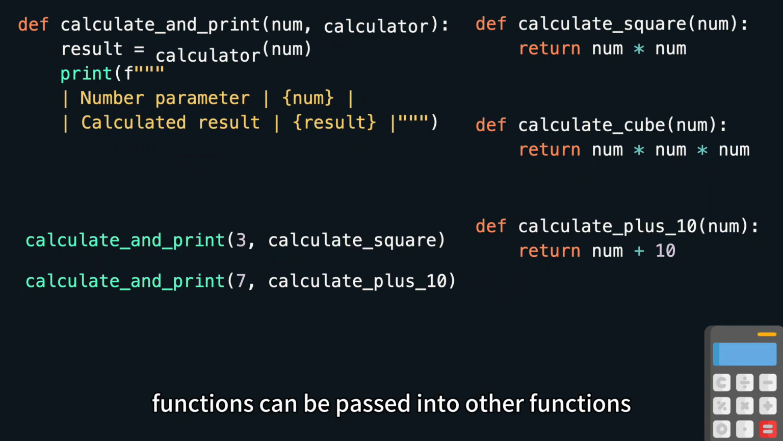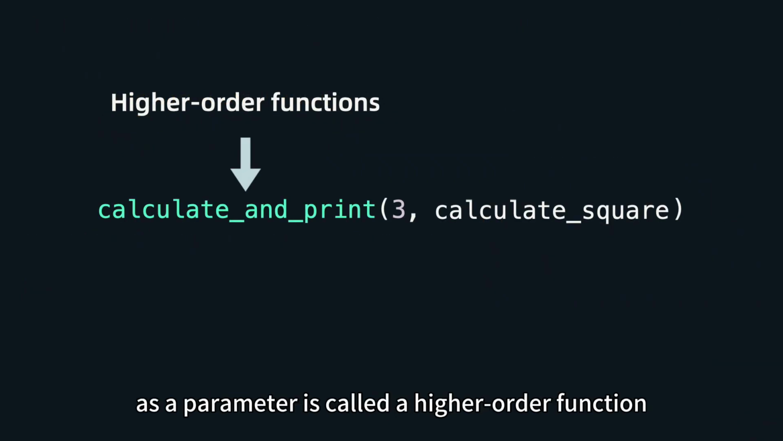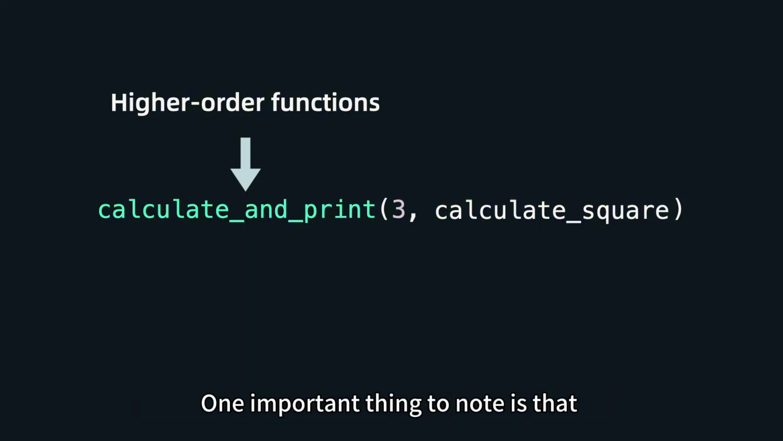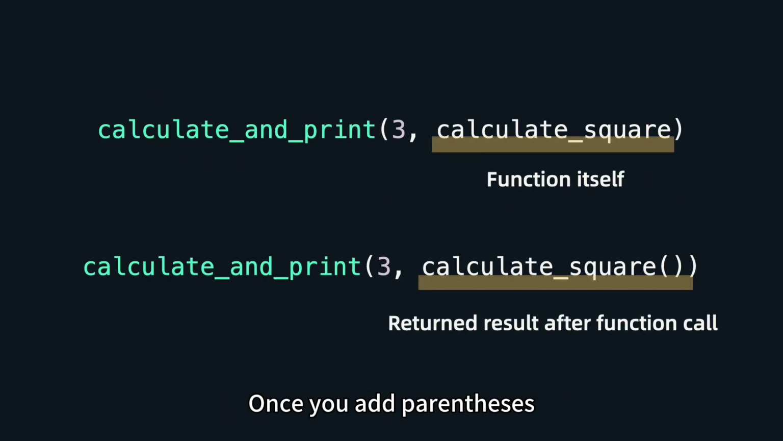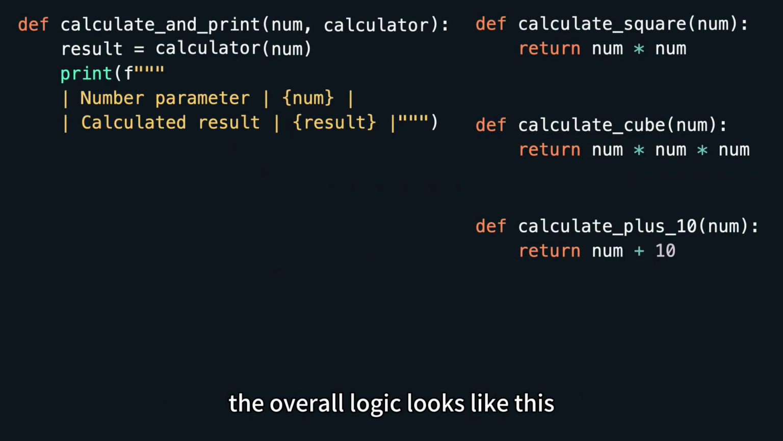Yes, functions can be passed into other functions. A function that takes another function as a parameter is called a higher-order function. One important thing to note is that when passing a function as a parameter, you pass the function name itself without parentheses or arguments. Once you add parentheses, the function gets executed, and what you pass in is its return value, not the function itself. After switching to a higher-order function, the overall logic looks like this.